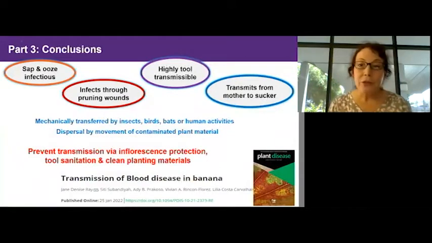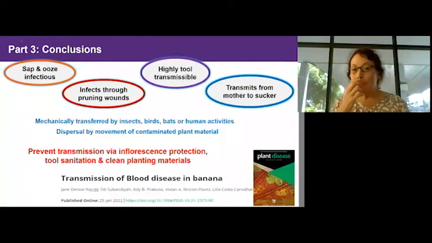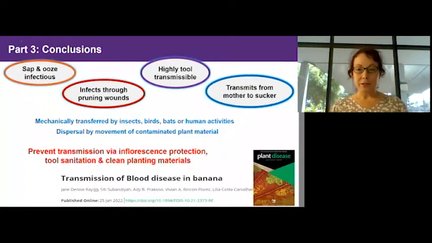We found that sap and ooze from symptomatic plants was highly infectious. Cut surfaces act as infection courts, and the disease is highly tool transmissible. Our data as a whole supports the hypothesis that local dispersal of blood disease is predominantly through the mechanical transmission or contact transmission of the bacteria on the bodies of insects, birds, bats, and through human activities from diseased to healthy banana plants, whilst long-distance dispersal is through the movement of infected planting material.